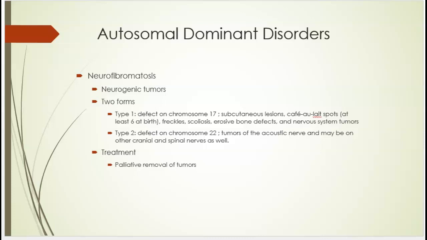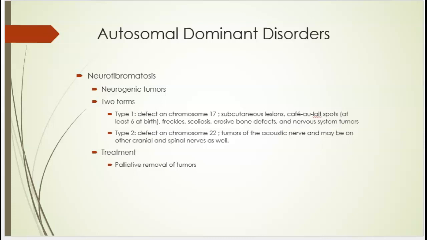Okay. They can get scoliosis, they can have erosive bone defects, but the big things that you'll notice are the lesions under the skin, the cafe au lait spots. I think the other really important thing to remember is the nervous system tumors, because they can damage their nerves and cause a decrease in nerve function in the area where they have those tumors.